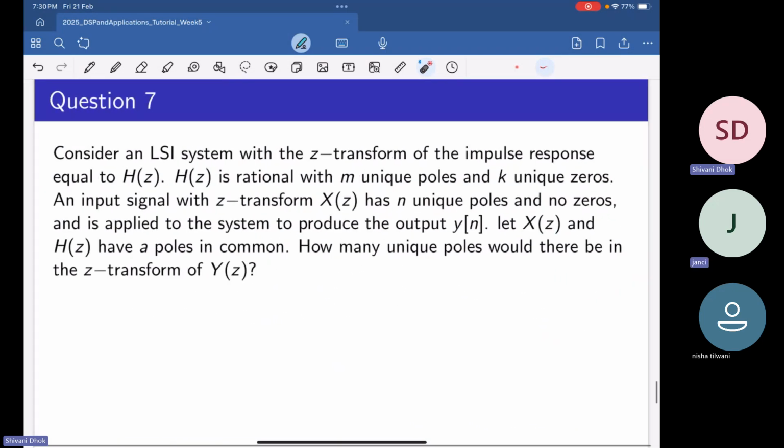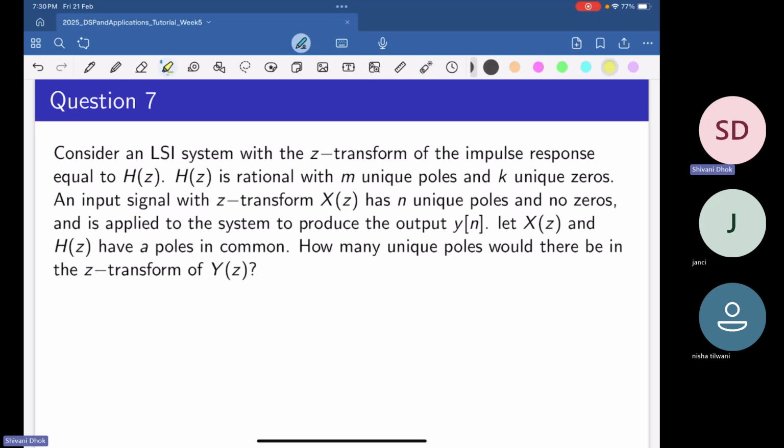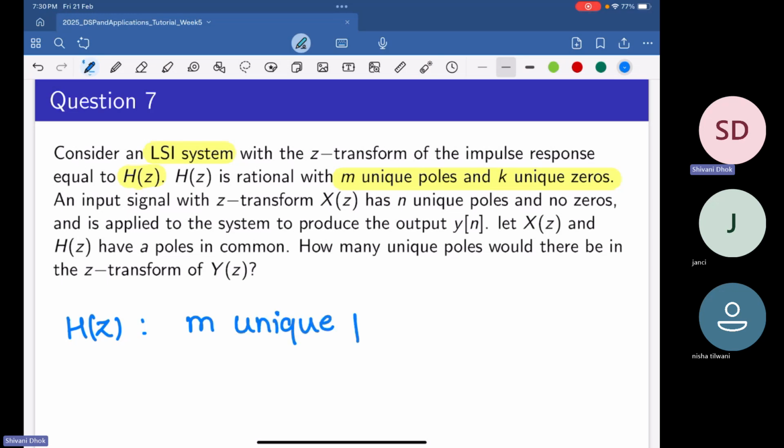Okay, if there are no questions, then let me move on to the next question. So this says that consider an LSI system with Z transform of the impulse response as H of Z. H of Z is rational with M unique poles and K unique zeros. So we have H of Z. This H of Z has M unique poles and K unique zeros.